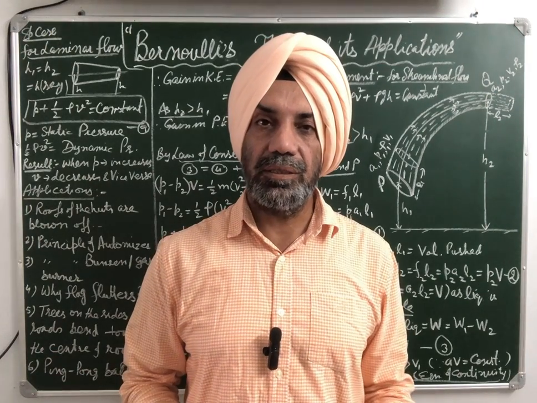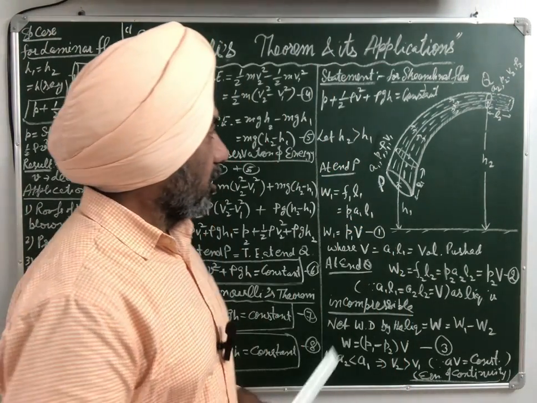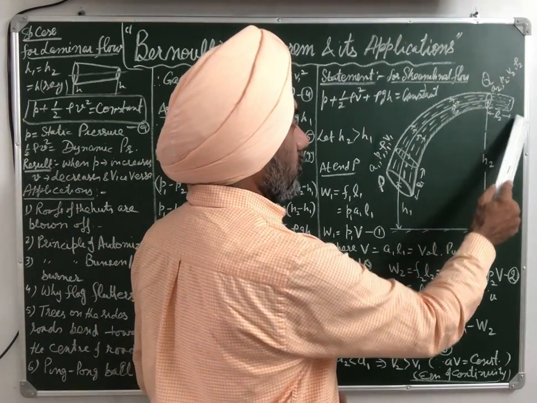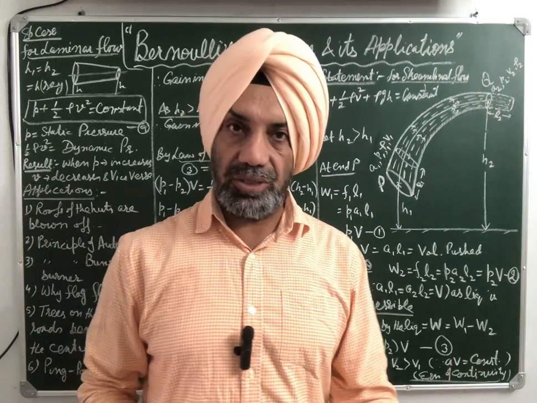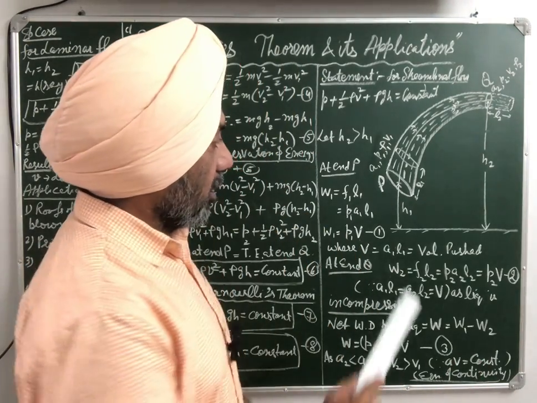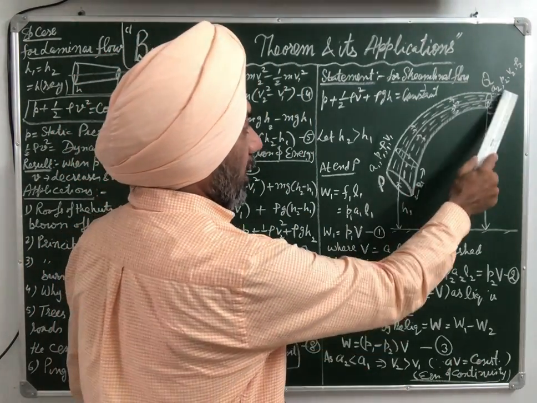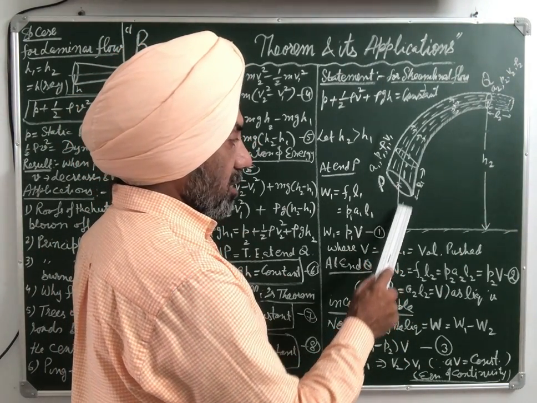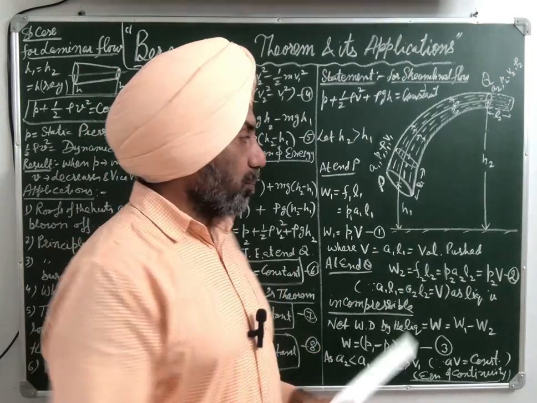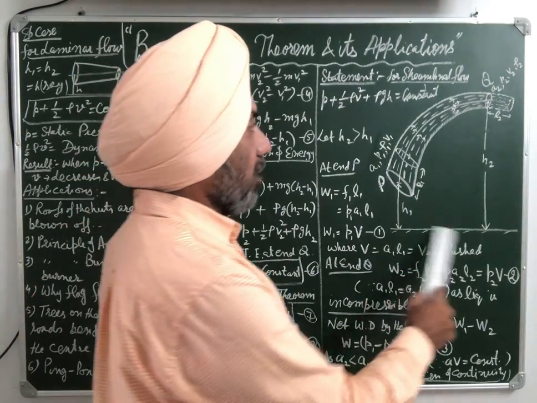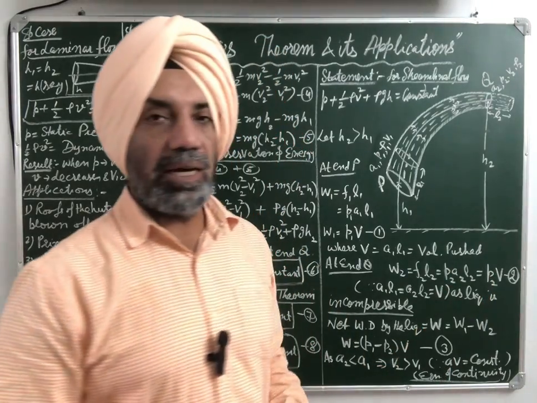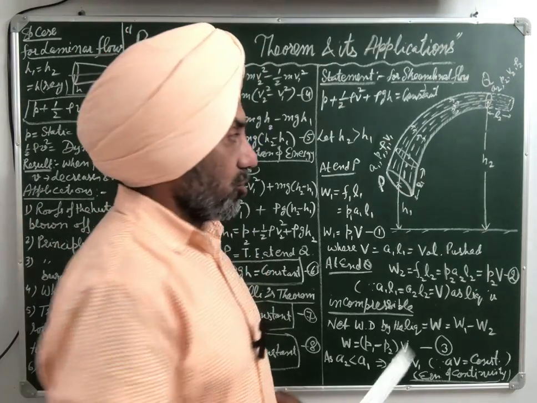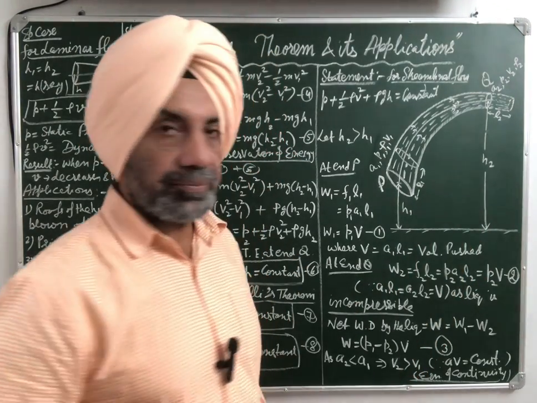fluid is flowing. So to prove it, suppose we have a tube of flow PQ. Tube of flow means bundle of streamlines flowing together. So tube of flow PQ of this shape. Let H1 be the height of the center of the end P of the tube from the ground. H2 be the height of the center of the end Q of the tube from the ground. So that H2 is greater than H1.